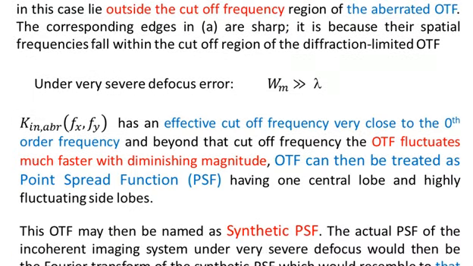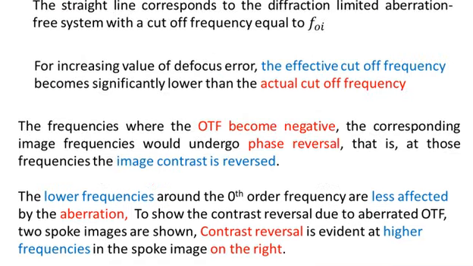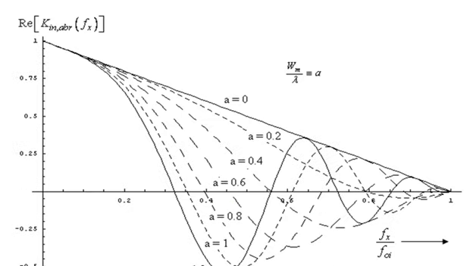And you know that then K in, that is the incoherent transfer function with aberration, has an effective cutoff frequency very close to the 0th order frequency, and beyond that cutoff frequency the OTF fluctuates much faster with diminishing magnitudes. OTF can then be treated as a point spread function having one central lobe and highly fluctuating side lobes. So under the condition that Wm is much greater than lambda, the cutoff frequency will be very close to 0, and the data will show very high fluctuations with diminishing amplitudes.